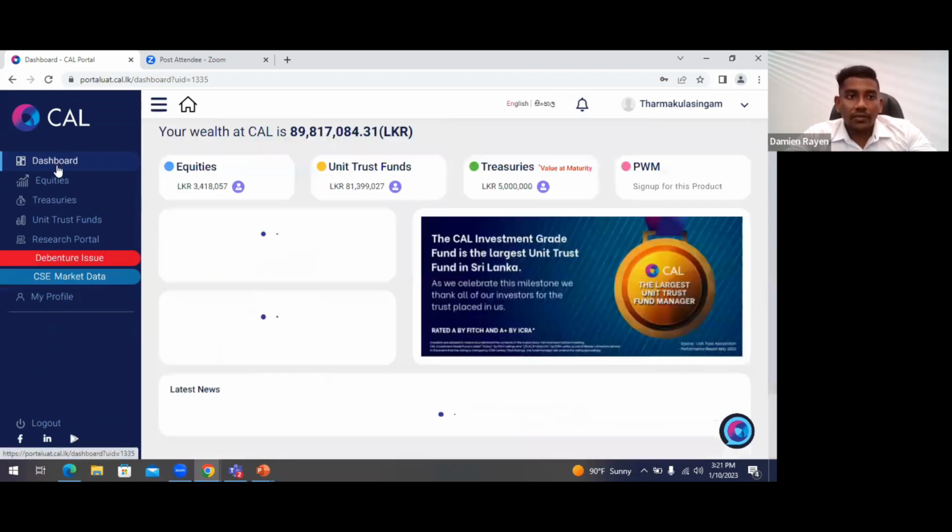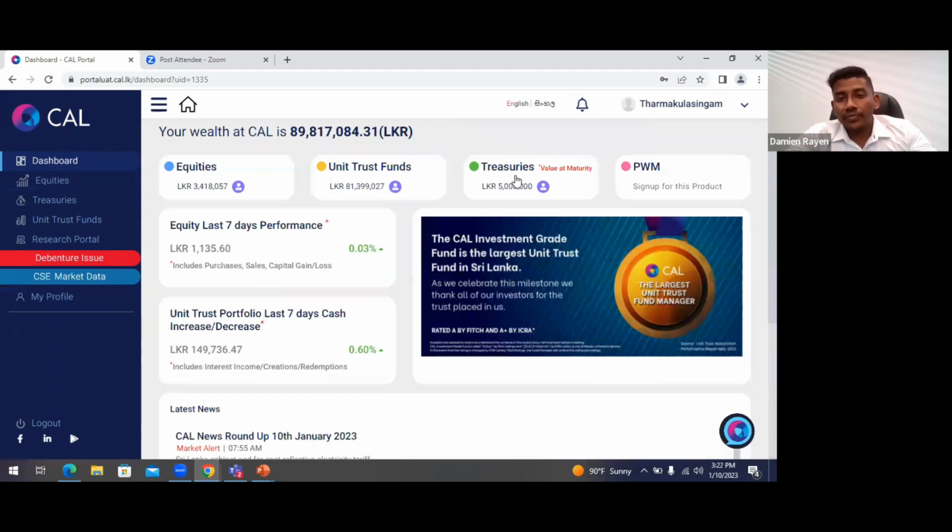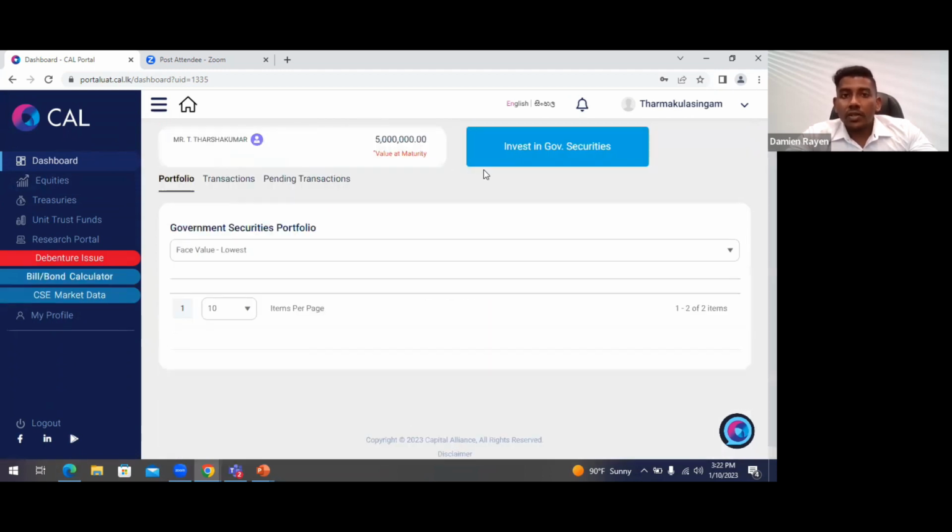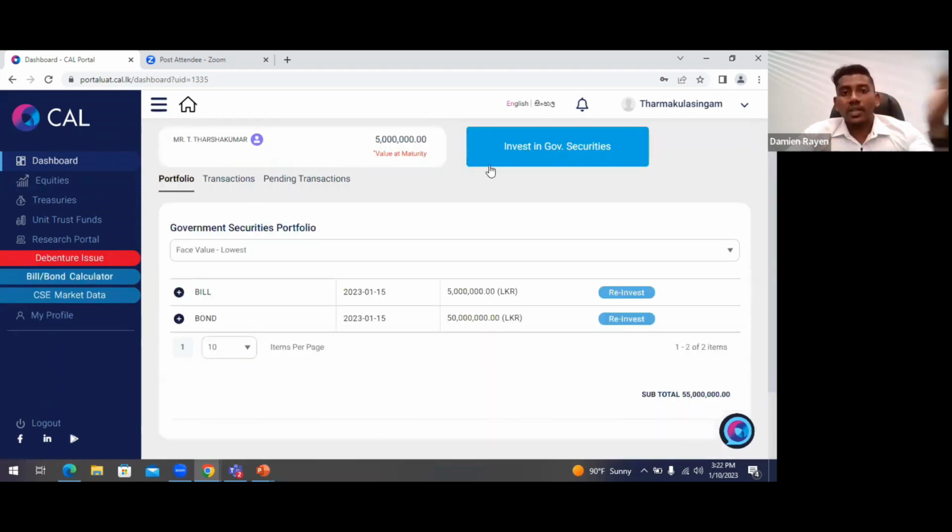On top of that, we also have the reinvestment option. So the reinvestment option is where, for example, if you have placed money with a bank, when it comes to the maturity date, generally the bank rolls over these investments at whatever rate they have provided at that point, right? But when it comes to government securities investment, what we usually do is, upon maturity, the investment gets transferred back to the bank account that you have provided on your application.